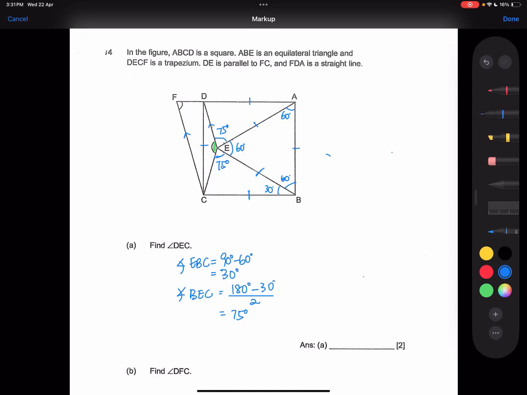Right, so now we can find what we wanted, angle DEC. Let's take 360 degrees minus 75 minus 60 minus 75. That will give us 150 degrees. Okay, this is our answer, 150 degrees.